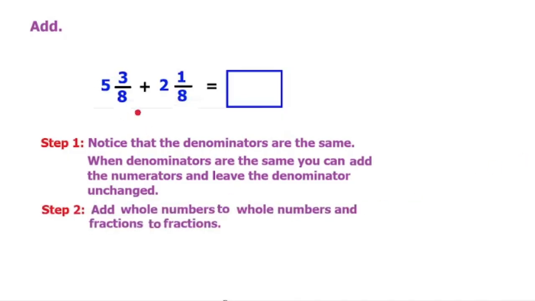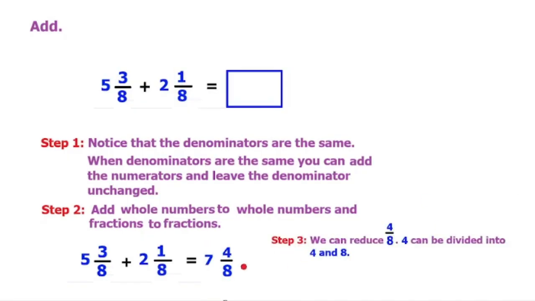Now for the whole numbers. Add whole numbers to whole numbers and fractions to fractions. So we would add these two together, so it would be 7, and then we add these together, so it'll be 4/8. So that's how it'll look, 7 4/8.